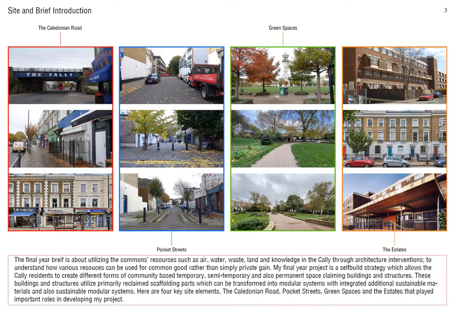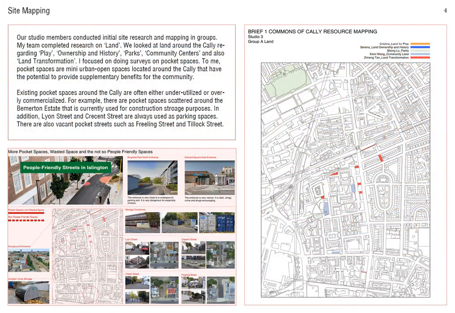Here are some of the photos I've taken early on during the semester. They represent 4 key elements of the Kali that greatly inspire my final strategy proposal. So I'll be talking about them later in the video. As a group, we did some site research and mapping exercise. I was particularly interested in these pocket spaces.